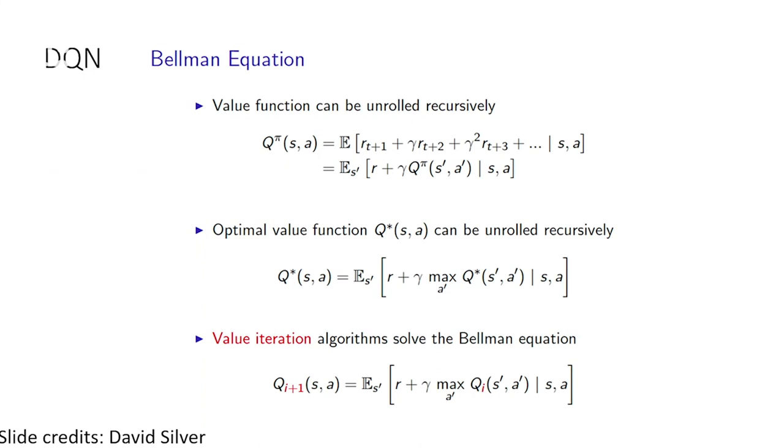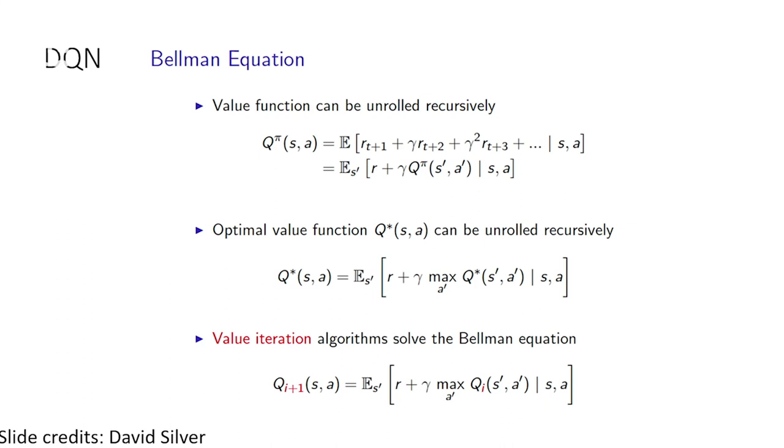You have a value function that can be unrolled recursively. This is the value at state S using action A, that's written here, and it turns out that the optimal value function can be unrolled recursively. That's a nonlinear equation where Q star is the optimal value function. That's known as the Bellman equation. And the algorithm is quite simple. You do this value iteration, you solve the Bellman equation, and Q_{i+1}, in the i plus 1 iteration, equals what's written here. So basically, you're trying to solve for the optimal value function by mimicking and using value iteration.